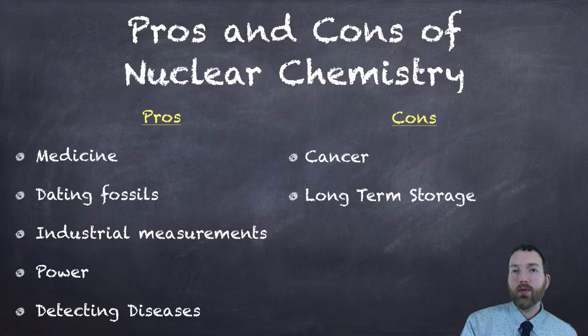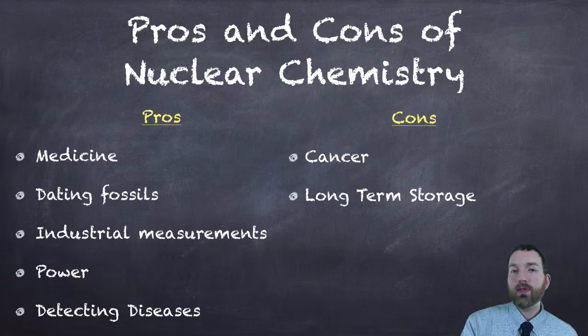Also, another con of nuclear chemistry is long-term storage. We talked about how nuclear power is a cheap, easy way of making energy, but one of the problems is that the nuclear byproducts of the decay are very long-lived. They have very long half-lives. So we need to find a place that we can keep this dangerous material for many, many years. Nobody is going to raise their hand and say, I want the nuclear waste in my state or my town.